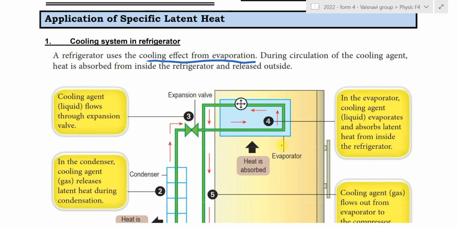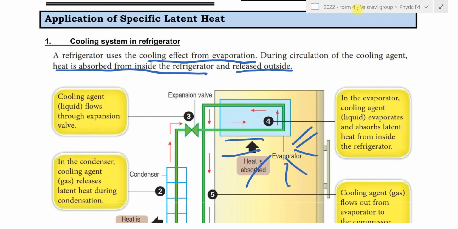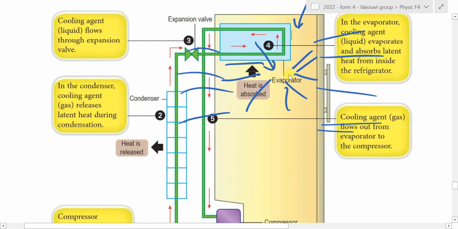During circulation of the cooling agent, the cooling agent, the coolant material, is circulated, and heat is absorbed from the inside of the refrigerator and released outside. So the refrigerator stays cold. This is the general idea. But how can it do that? Okay, we will see.